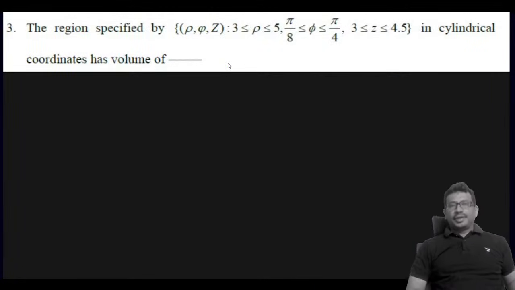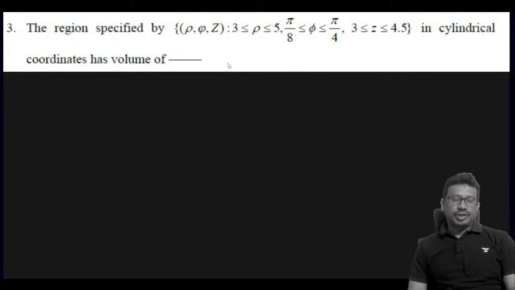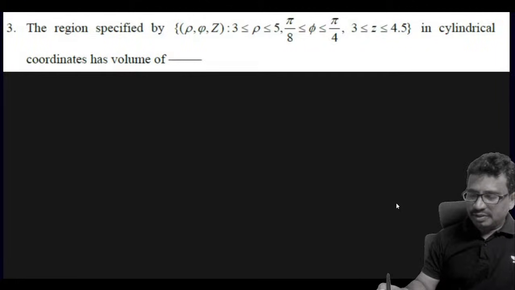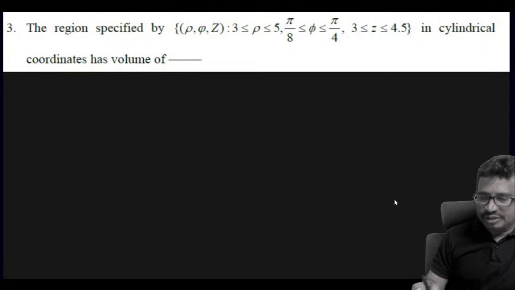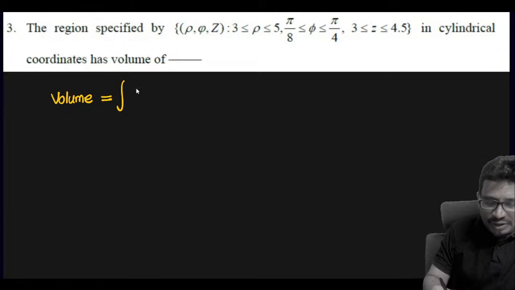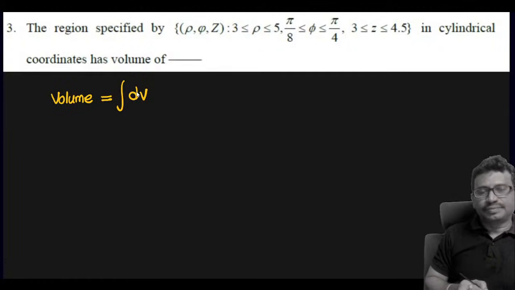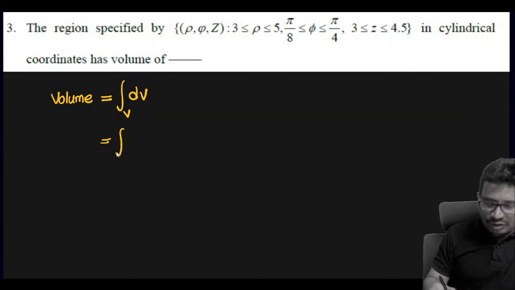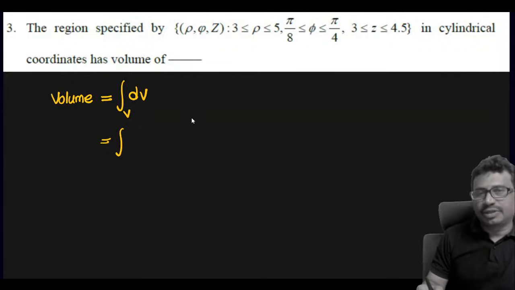Next, take this problem. The region specified by rho, phi, z in cylindrical coordinates has a volume of what? In the given cylindrical system, they are asking to find the volume. Volume is the integral of dv.